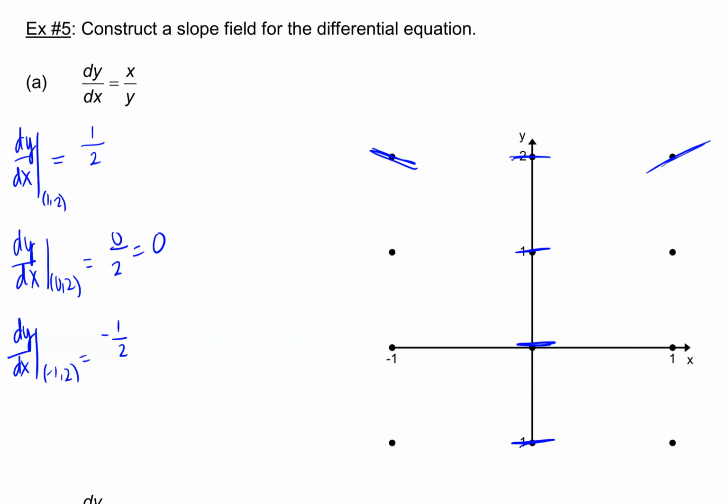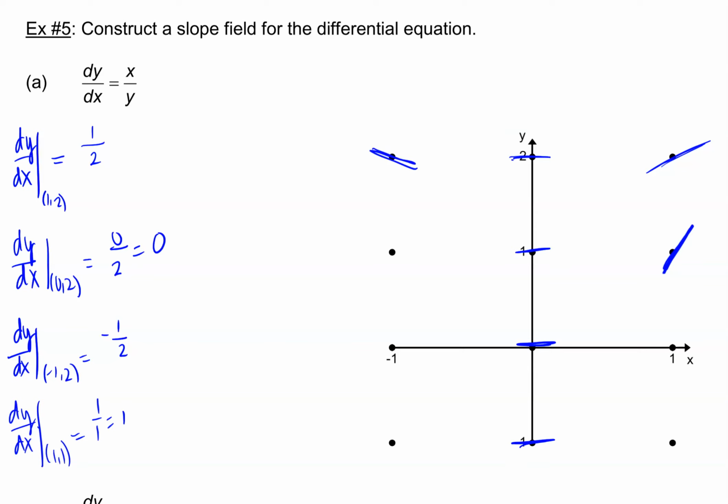Okay, so we've gone across the top row. Let's come back here. I'm going to go 1, 1. dy dx, evaluate at 1, 1. This is just x over y, so 1 over 1 is a slope of 1. So it's going to be steeper than our slope was at 1, 2.